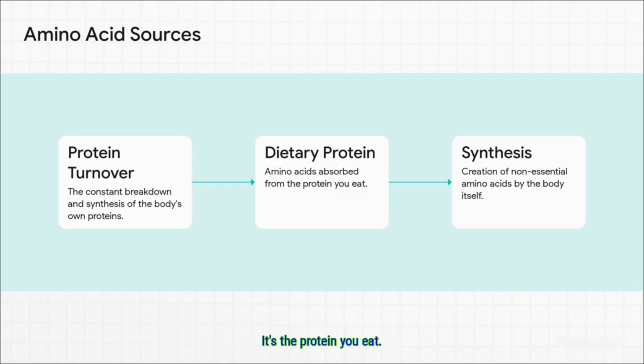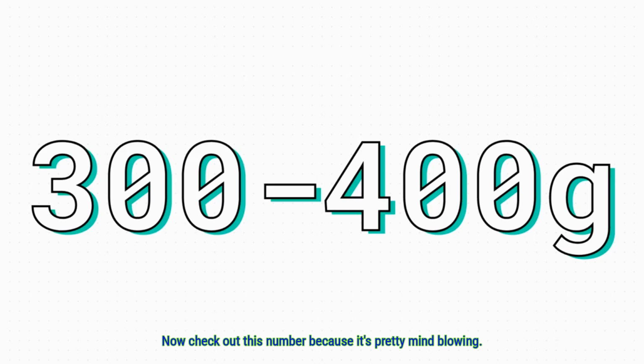It's the protein you eat. Simple as that. And third, your body is a pretty amazing little chemist. It can actually make its own non-essential amino acids from scratch. Now check out this number because it's pretty mind-blowing. Every single day, your body is turning over somewhere between 300 and 400 grams of protein. Just think about that for a second. The pool itself is only 100 grams, but the turnover is 3 to 4 times bigger. That just goes to show you how incredibly active and dynamic this whole system really is.